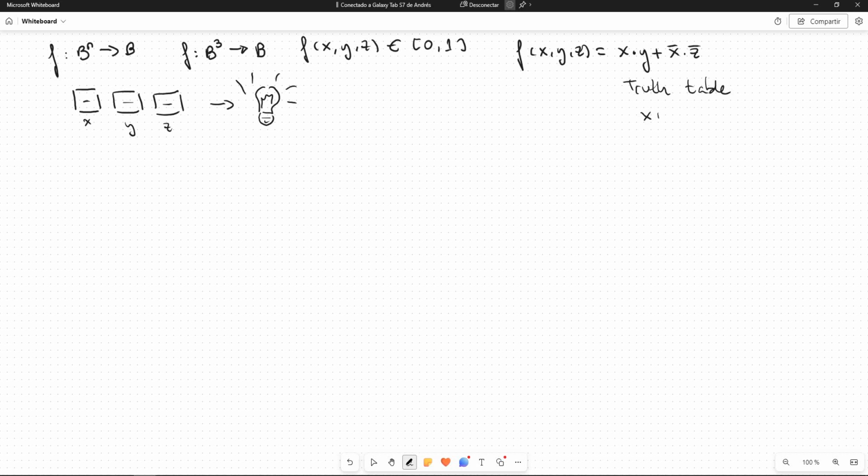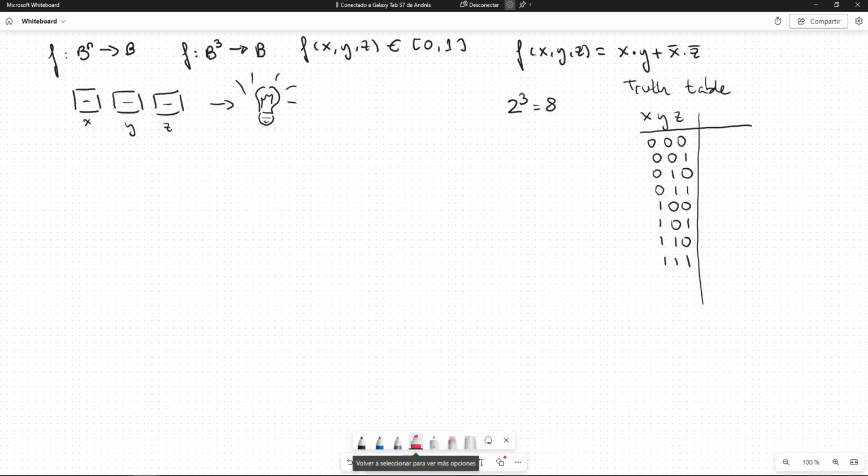If we have 3 variables, we can have 2 raised to 3 combinations, 8. So I'm going to write all the possible combinations. You'll learn to do this fast, okay? It's just experience.